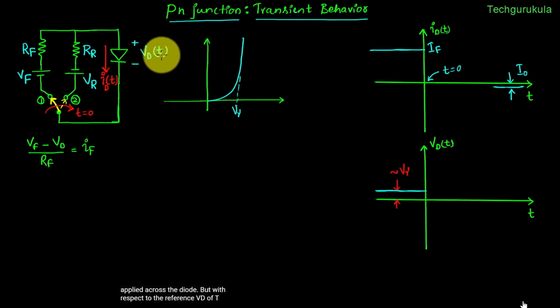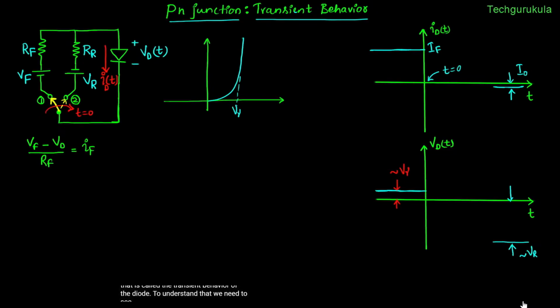But with respect to the reference VD of t, the voltage would be minus VR. So in steady state, this magnitude would be approximately VR. We have drawn current flowing through the diode in steady state and voltage across the diode in steady state. But when we change the switch from position 1 to position 2, immediately and for some time, there is a transition region over which we want to understand how the diode behaves. And that is called the transient behavior of the diode.